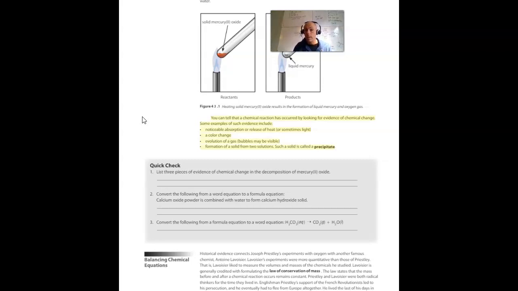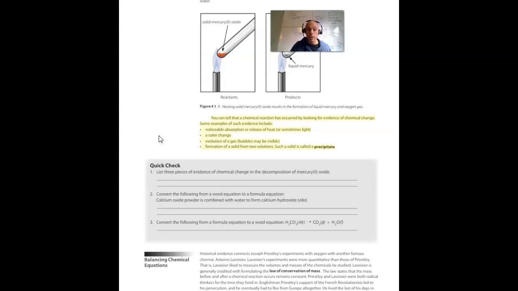The absence of these doesn't mean it's not a chemical reaction, but typically a chemical reaction will be accompanied by one of these features. So if we see a noticeable absorption or release of heat, significant temperature change, that's probably a chemical reaction. If there's a color change, that's also probably a chemical reaction, because substances tend to have their own characteristic colors, and when new substances are formed, there could be color changes.